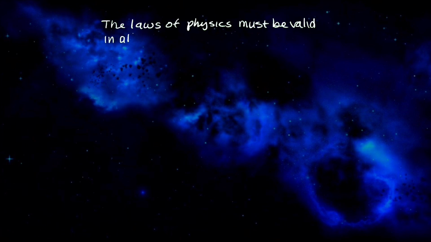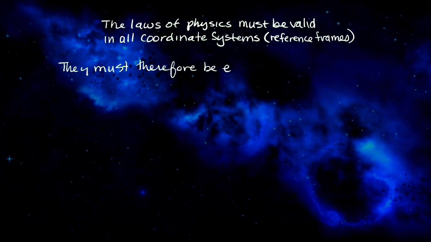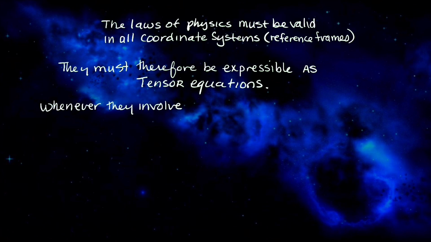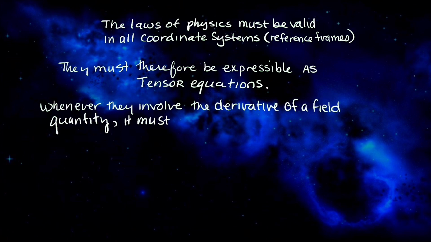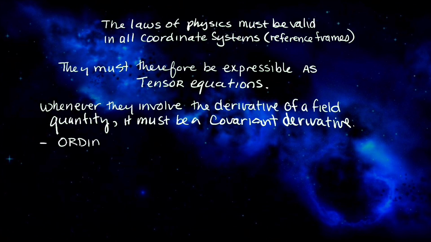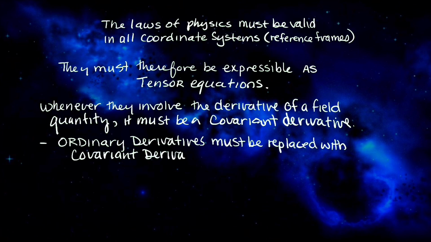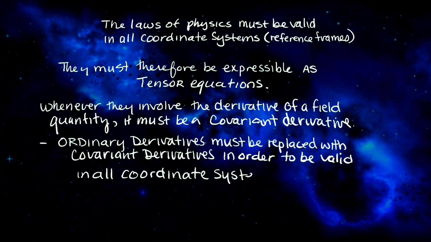The laws of physics must be valid in all coordinate systems, that is, in all reference frames. They must therefore be expressible as tensor equations. Whenever physics equations involve the derivative of field quantities, it must be a covariant derivative. You see, ordinary derivatives must be replaced by covariant derivatives in order to make it valid in all coordinate systems.